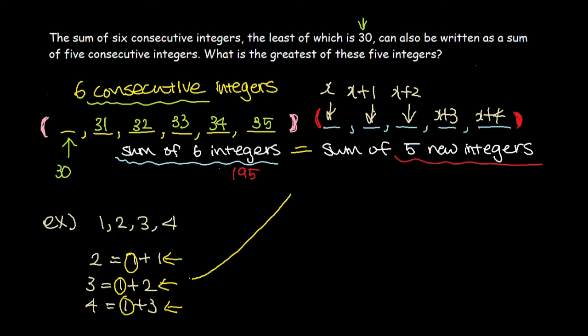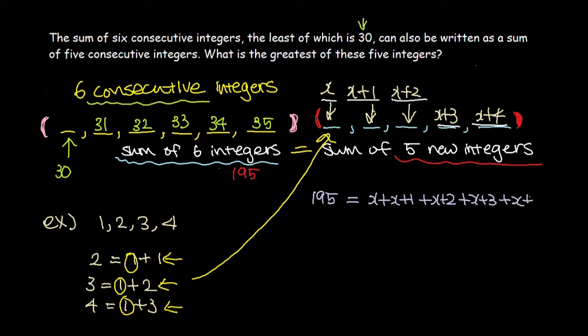You're just going to use that for these too. So you're just going to say x is the smallest number, and then you do x plus 1, x plus 2, x plus 3, and x plus 4. So that's going to represent all of these numbers. So we know that 195 is going to be equal to x plus 1 plus x plus 2 plus x plus 3 plus x plus 4.